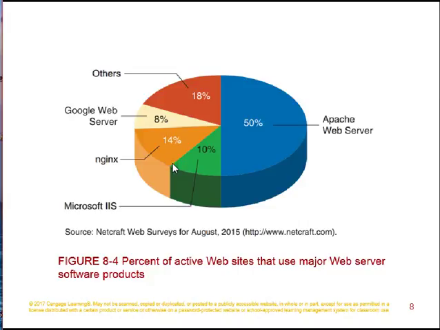And we see the percent of websites that use major web server software products as of 2015. You've got 50% of the sites use Apache, 18% use other software, 8% use the Google web server, 14% use Nginx, and then only 10% use Microsoft IIS.